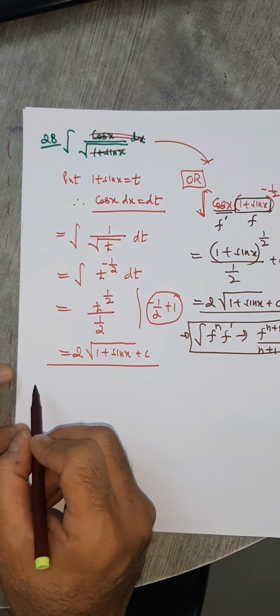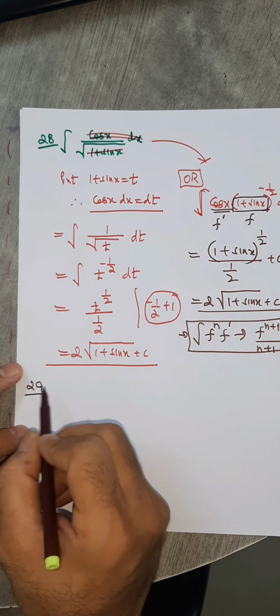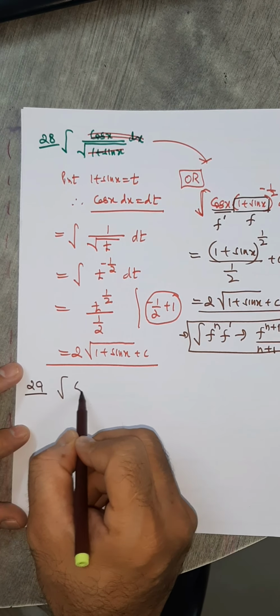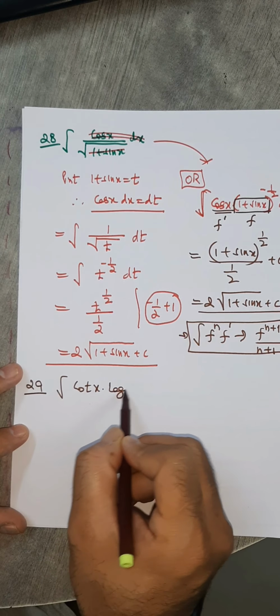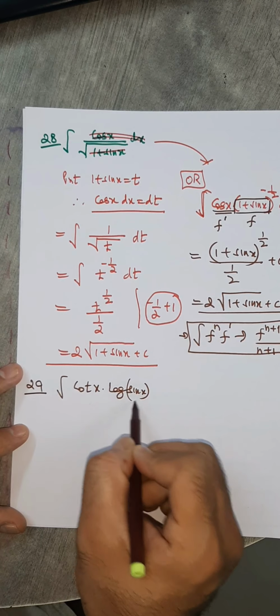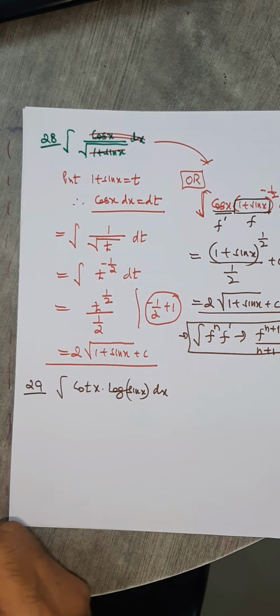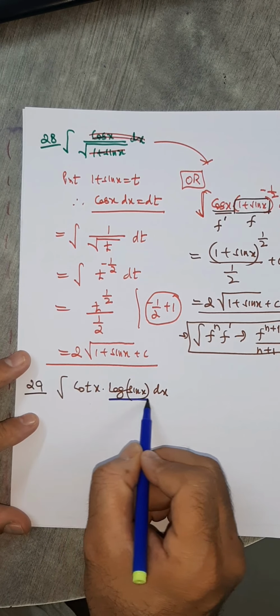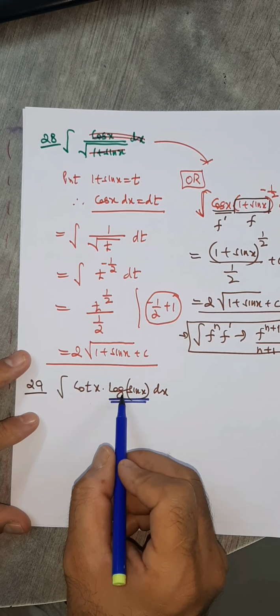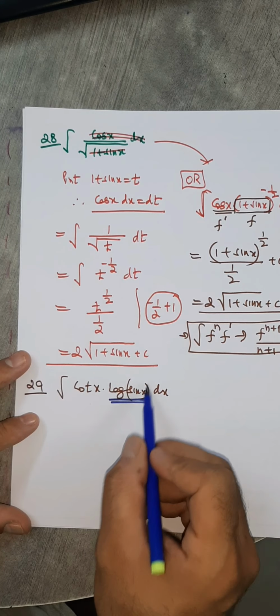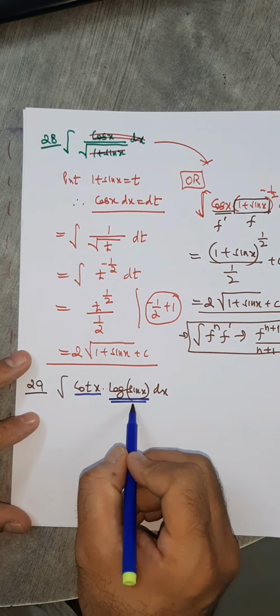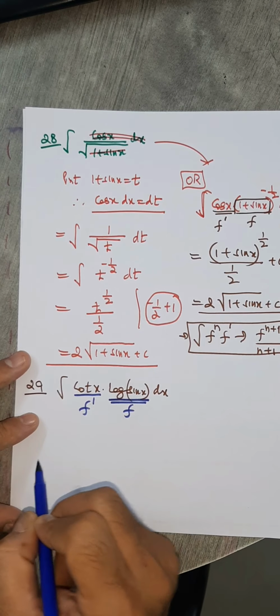If you go back to 29th, integral of cot x into log of sine x. If you notice carefully, you can differentiate this very easily. What's the derivative of this? By chain rule 1 upon sine, and derivative of sine, which is cos. So cos by sine, it is this. So this is f dash.